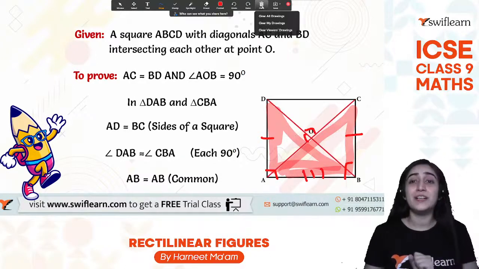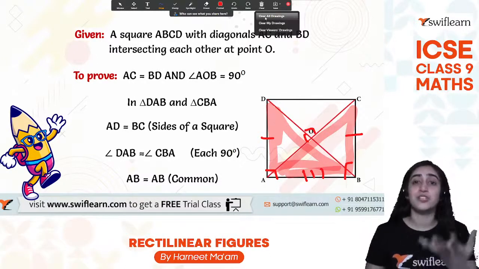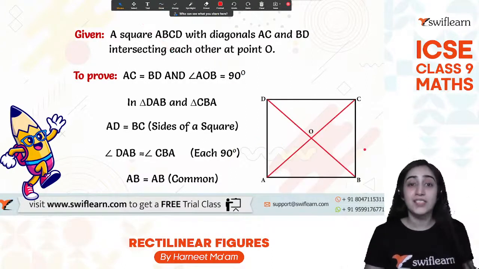The question is rectilinear figures. We are talking about figures of four dimensions, guys. You need to be connected at the start so that you understand it.